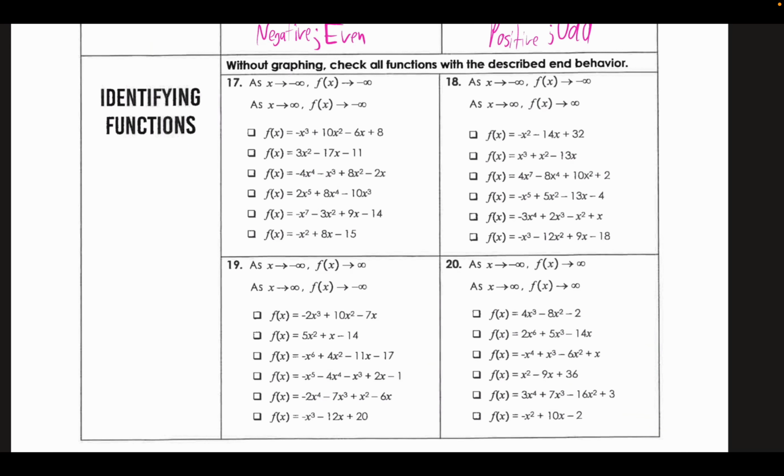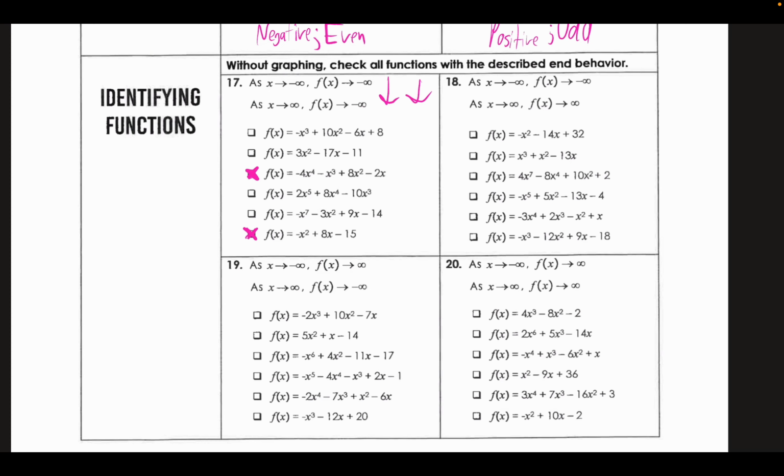Number 17 through 20 here, we're told what the end behavior is, and now we're supposed to tell which of the following functions, check them, match that. And so what I'm going to do here is draw the arrows for this. So forever left is forever down, so that's a down arrow. Forever right is forever down, that's also a down arrow. So this fits any even degree function that has a negative leading coefficient. So that matches the description of this third box as well as this last box.